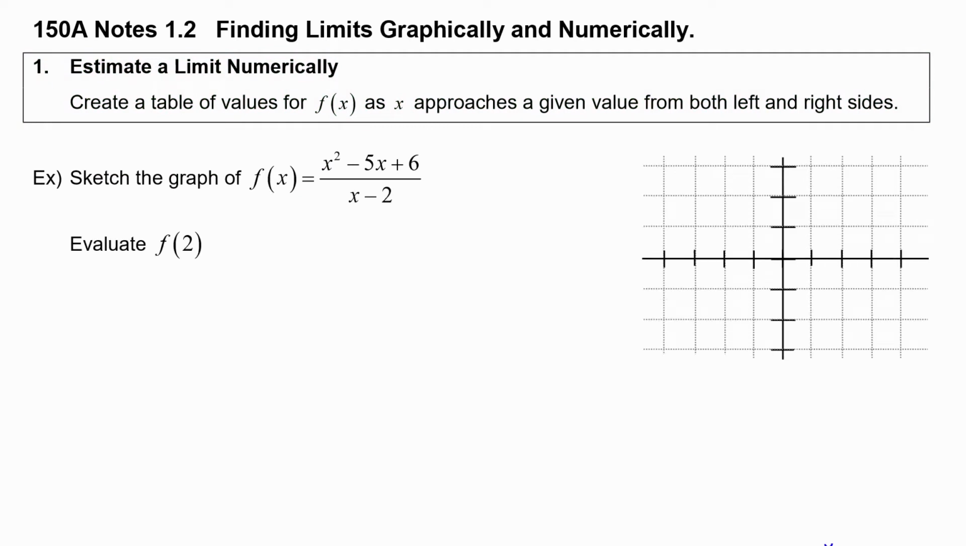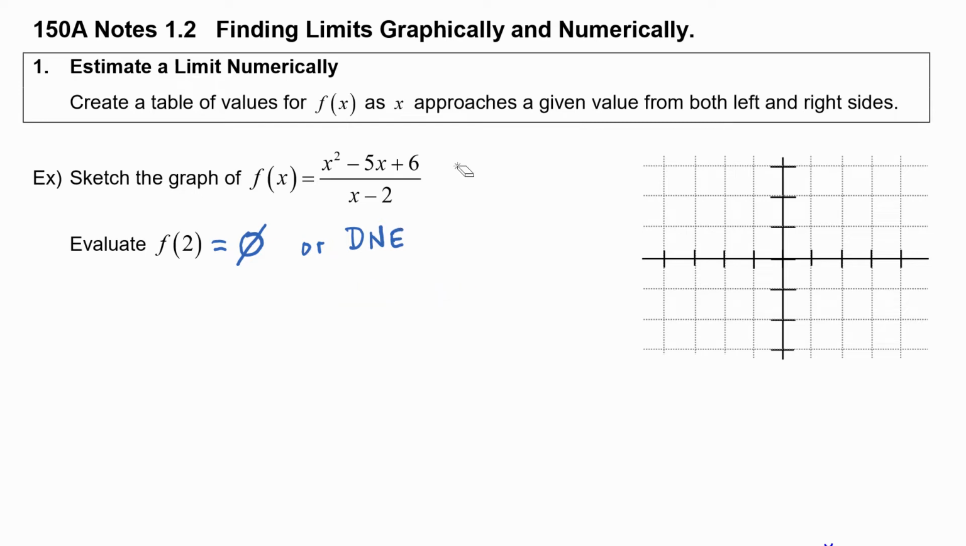In this example, we have to sketch the graph of f of x is equal to the quantity x squared minus 5x plus 6 over the quantity x minus 2. Now first off, let's try to evaluate f of 2. Because substituting 2 in for x would give us a 0 in the denominator, we know that f of 2 does not exist or is undefined. So you can either use the symbol for undefined, or you are allowed to write DNE for does not exist.